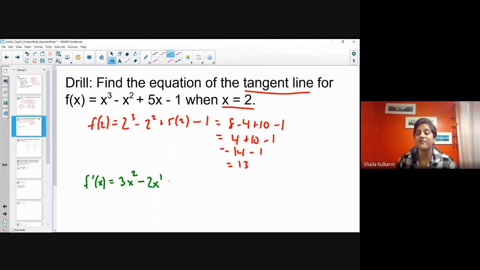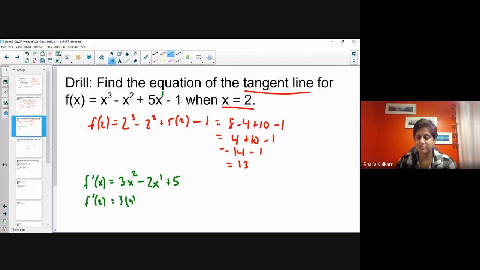Remember the shortcut for any number that it's x to the first, the derivative just ends up becoming the number that's in front, the coefficient. Because right now it's 5x to the first, so 1 times 5 is 5, becomes x to the 0. You don't need to write x to the 0. And then the derivative of a number is 0. So the derivative of a constant is always 0, because the slope of a constant is 0. All right, we plug in 2, we get our answer.